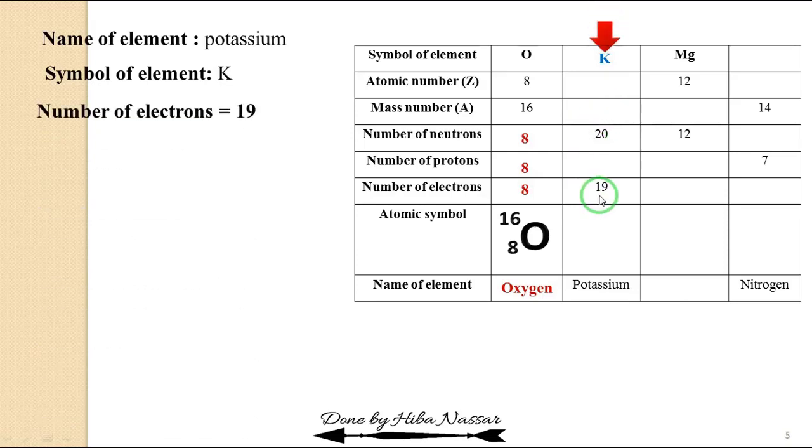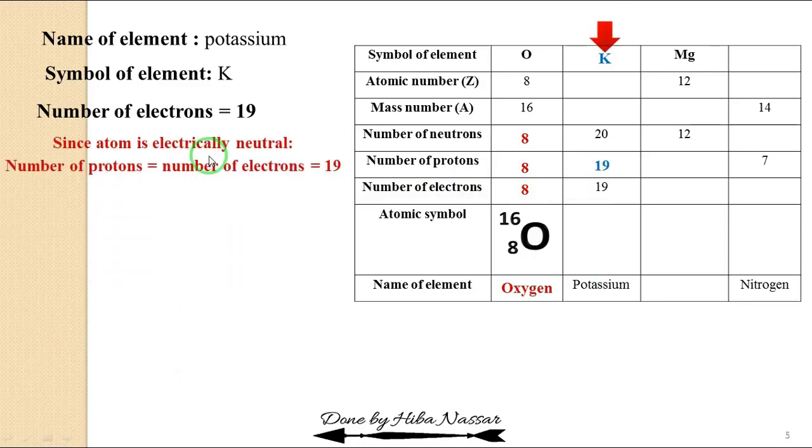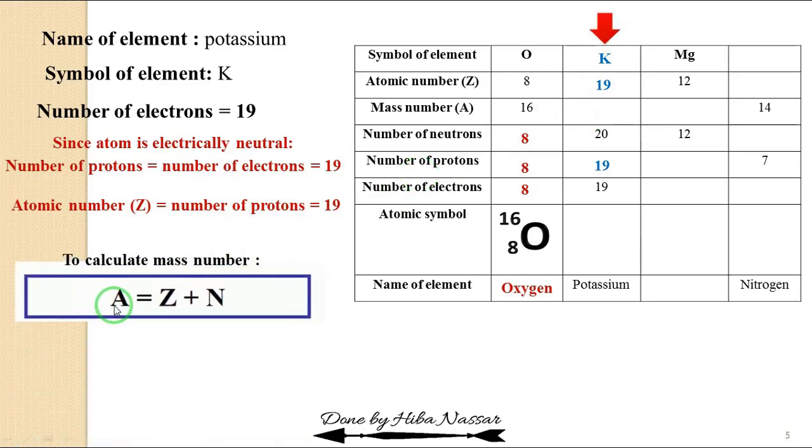Now, we have that the number of electrons is equal to 19. So we can say that since the atom is electrically neutral, the number of protons is equal to the number of electrons, which is 19. So we put here 19 adjacent to the number of protons. Now, the atomic number is equal to the number of protons, so also equal to 19. Now, to calculate the mass number, again, we will use this formula, A equals Z plus N. So, A equals 19, which is the atomic number, plus 20, which is the number of neutrons given for you. So, the mass number here for potassium is equal to 39.